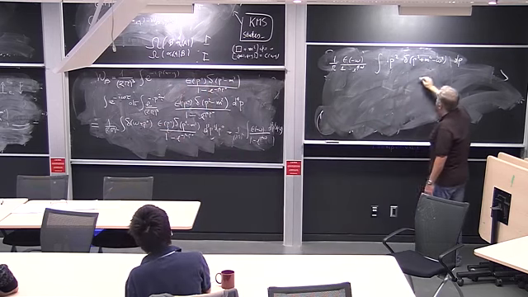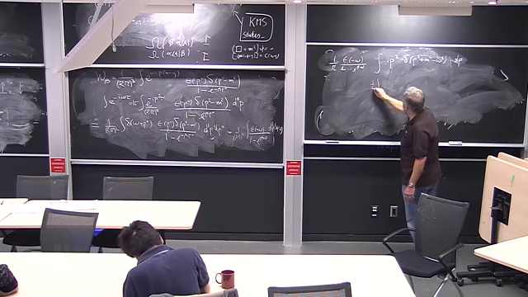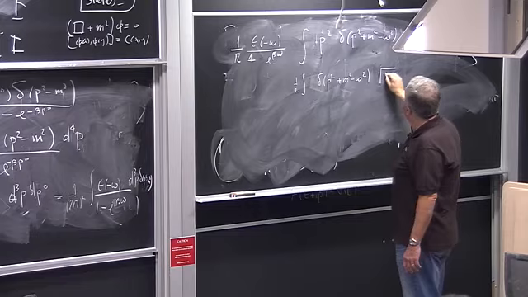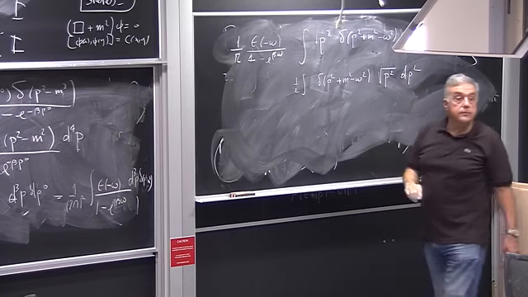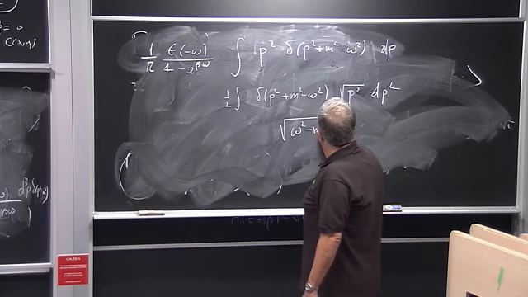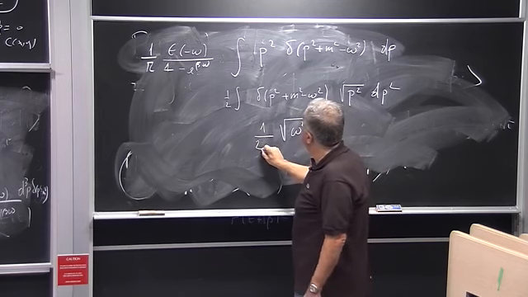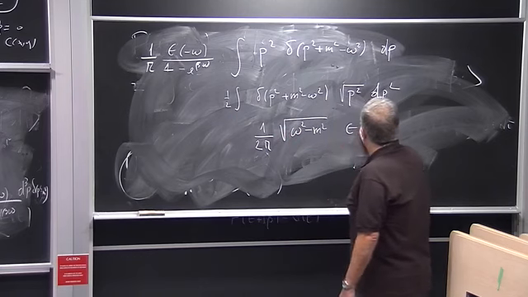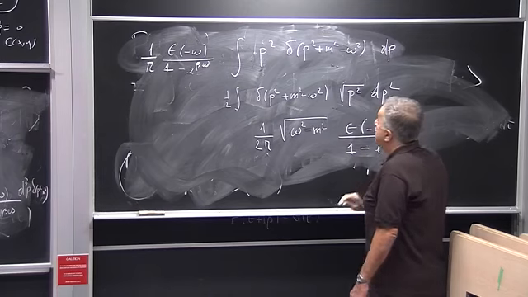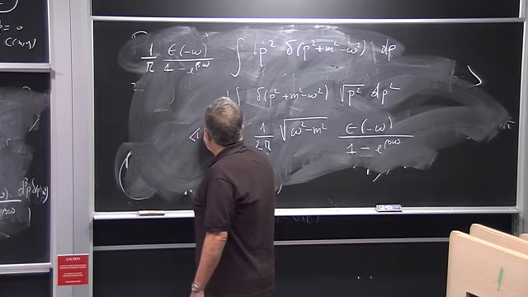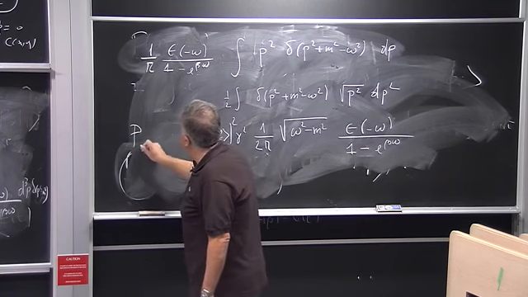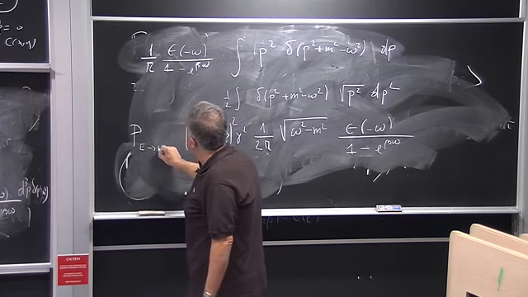So this is written as one half, delta of p square plus m square minus omega square, square root of p square, dp square. And this is just the square root of omega square minus m square, times 1 over 2 pi, epsilon of minus omega, over 1 minus e to the beta omega. This is the rate of transition from E to E plus omega.